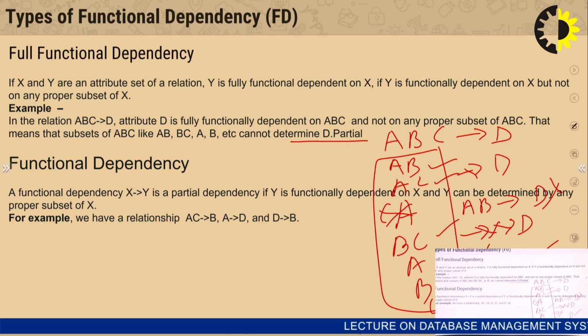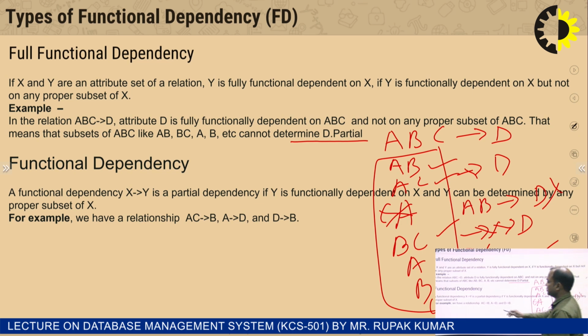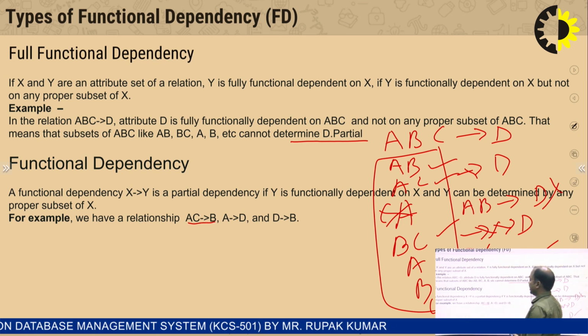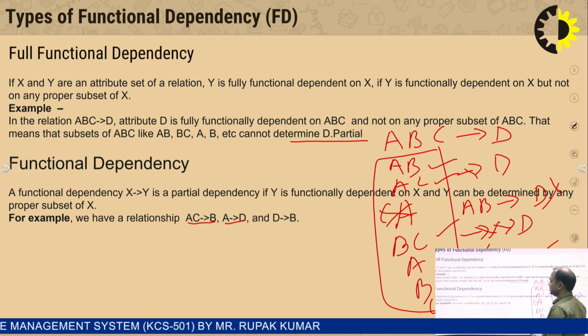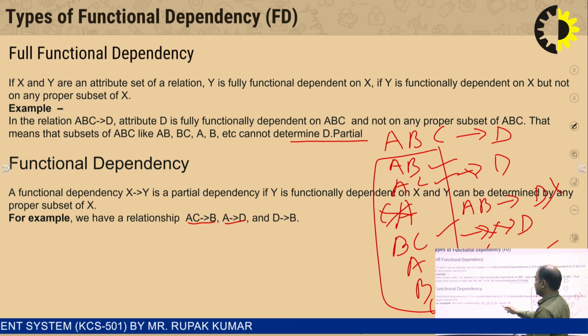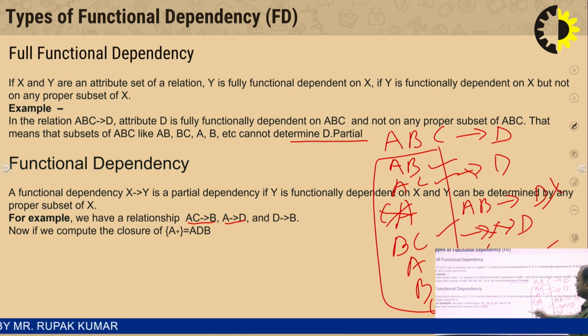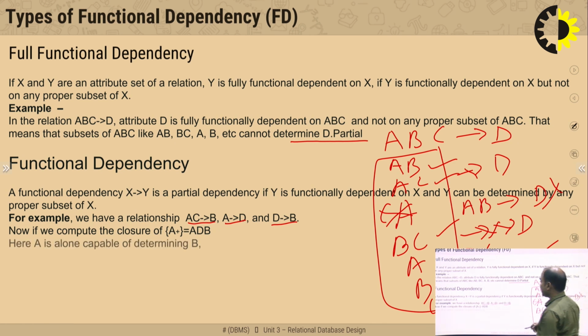So we can say this is the fully functional dependency. Clear? And there must be some partial dependency also. If AC determines B and AD determines D, and there is a D determining B, then we can compute the closure of A. So what is the closure?